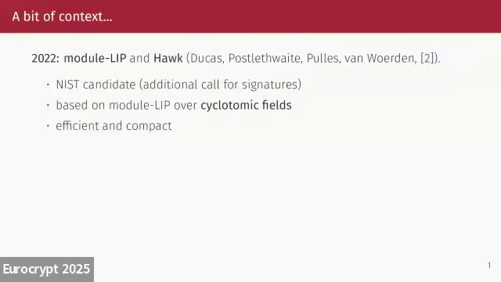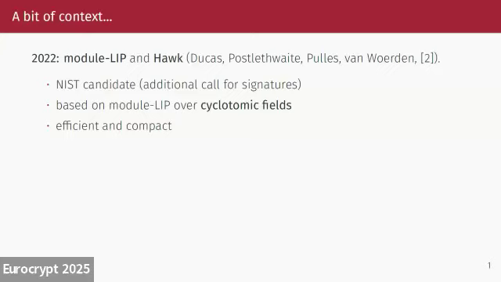So let's start with a bit of context. In 2022, Ducas, Postlethwaite, Pulles, and van Woerden introduced a new lattice problem called the module lattice isomorphism problem, module LIP for short. And they used it to design a signature scheme, Hawk. So Hawk is a nice candidate for the additional call for signature schemes. It's based on module LIP over cyclotomic fields.